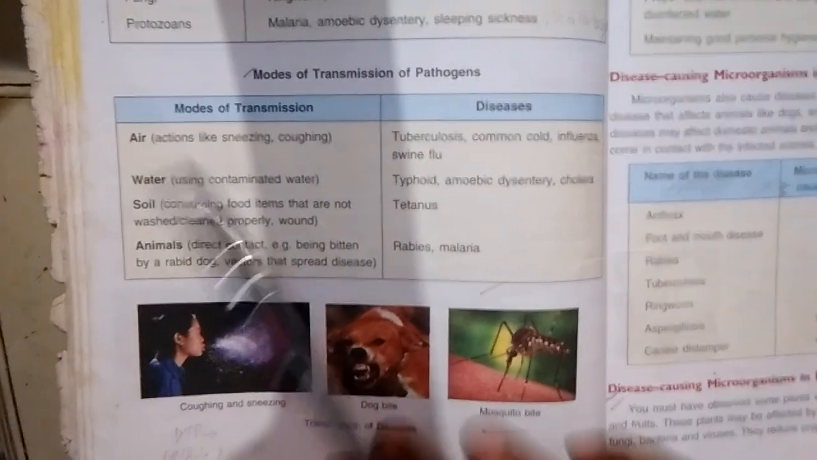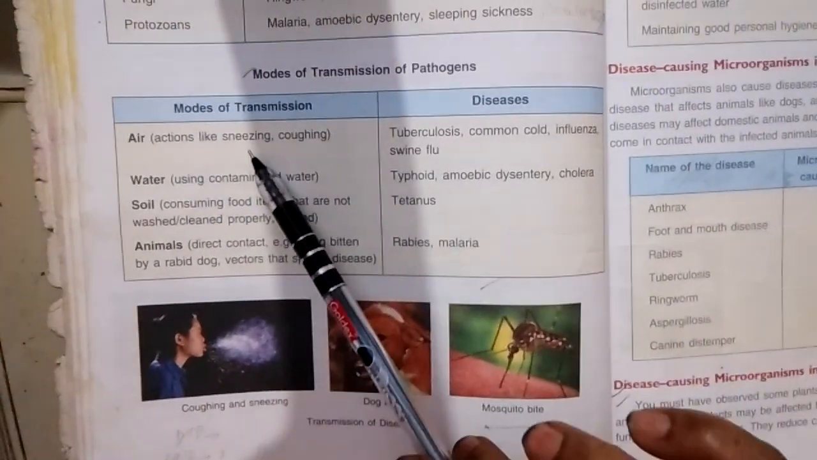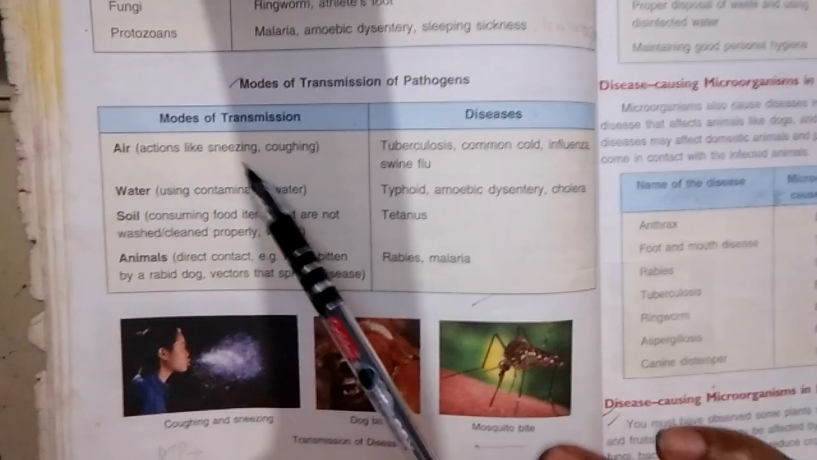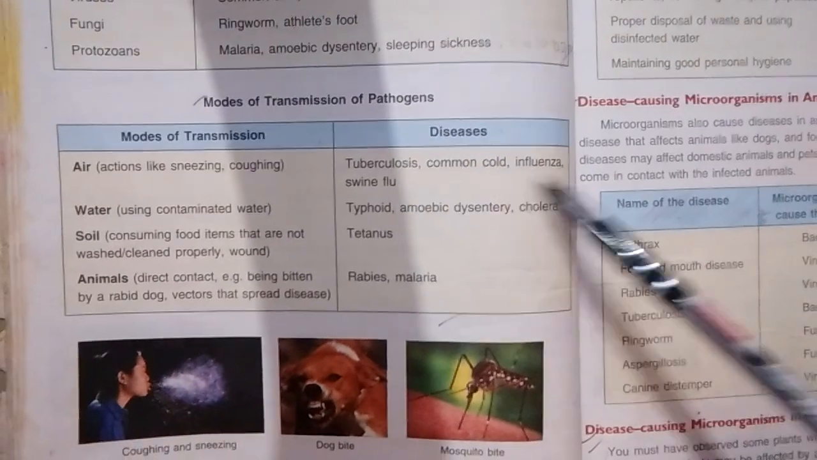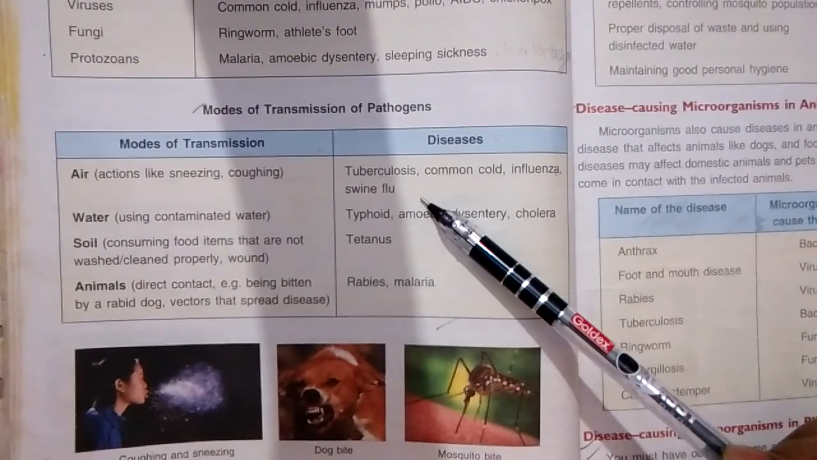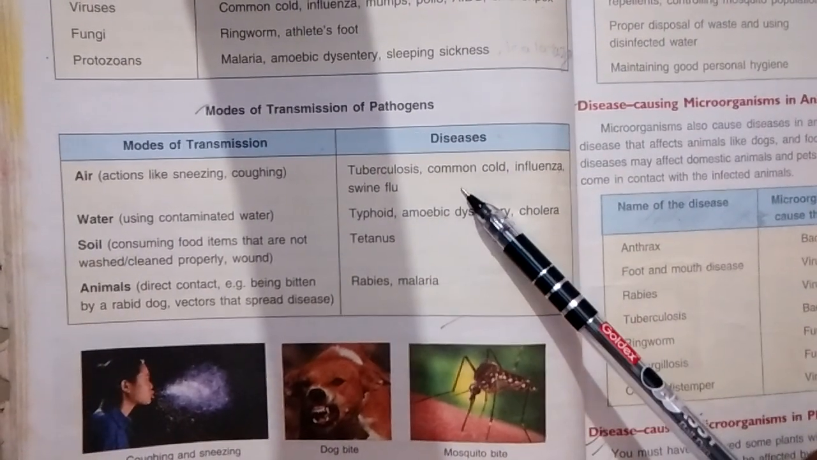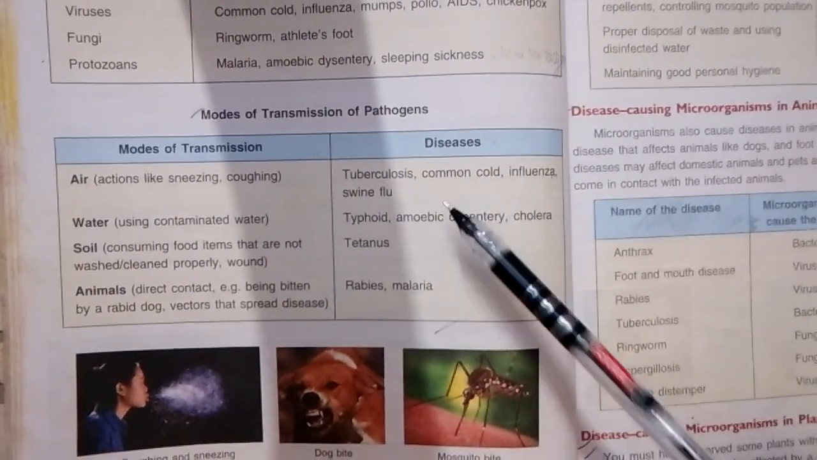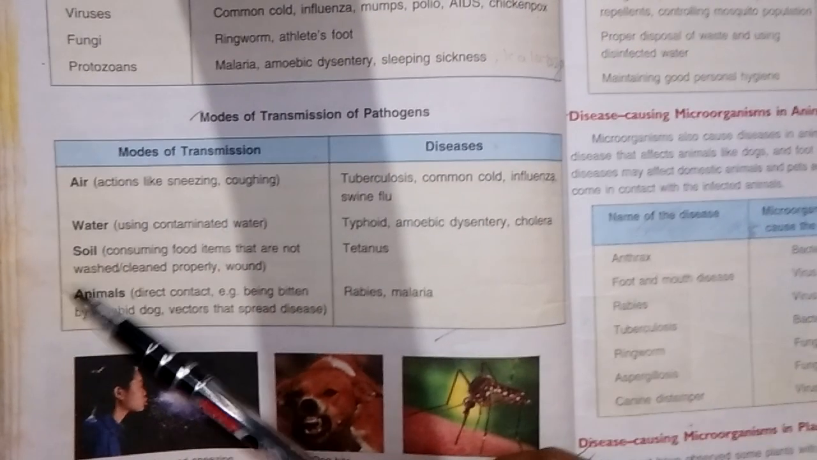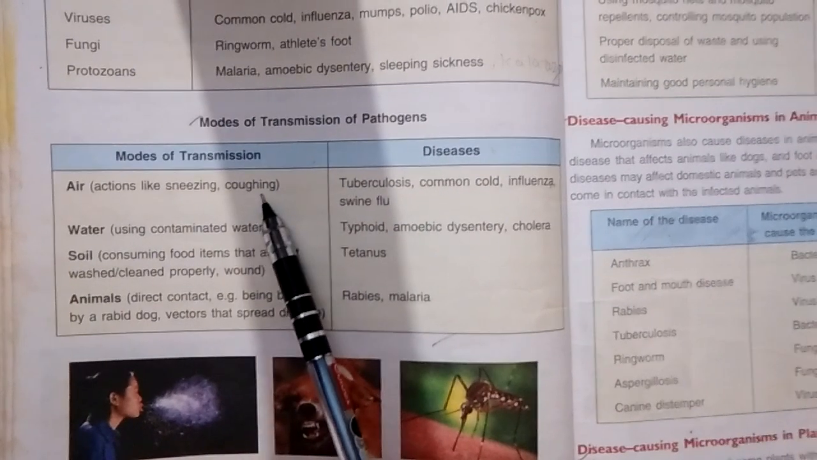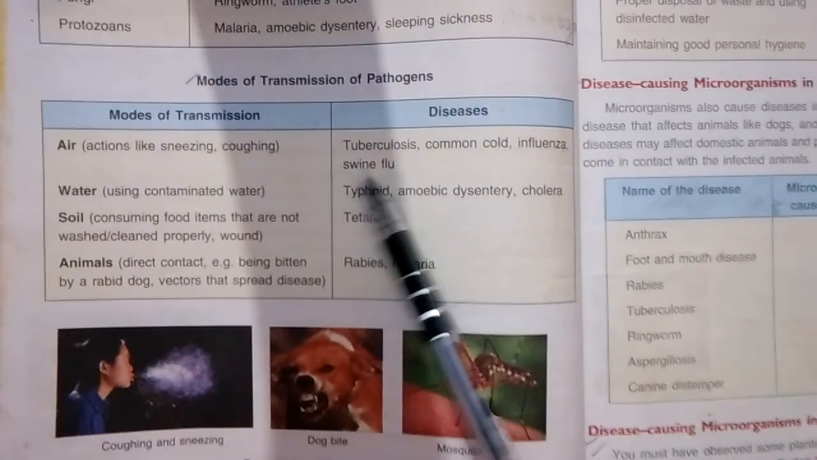Air: sneezing and coughing are actions by which germs are passed into the air and cause diseases like tuberculosis, common cold, influenza, swine flu, and nowadays COVID-19 also, which is transmitted by a virus. And as it is said, it is not airborne, but the virus is passed through the air to other people, and likewise there are other diseases.